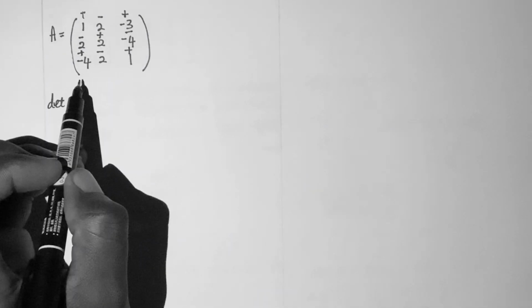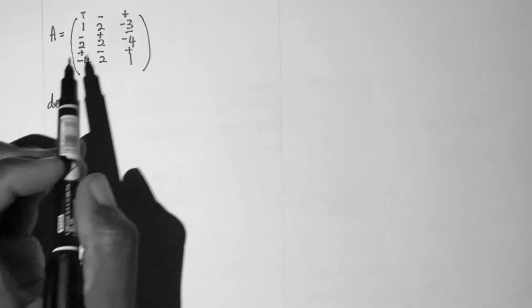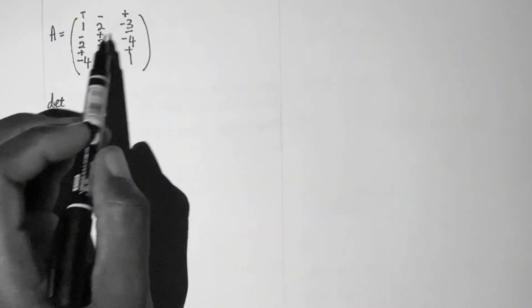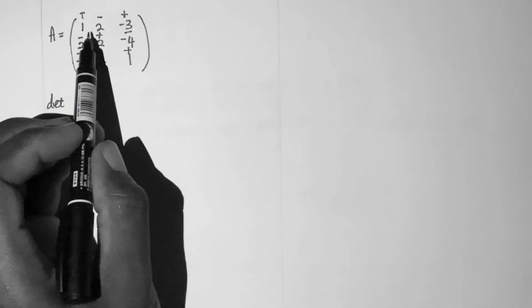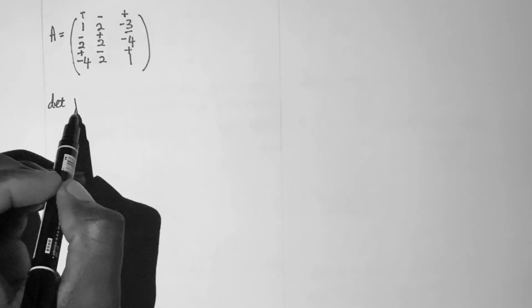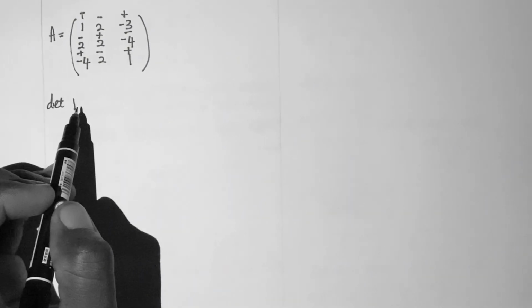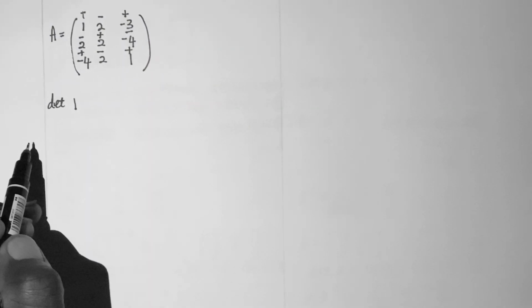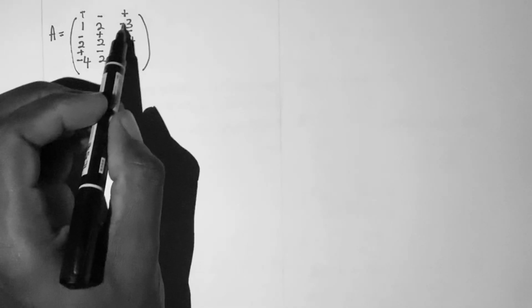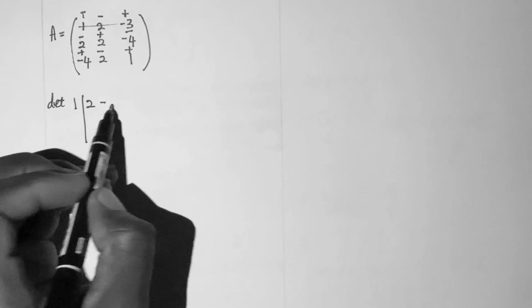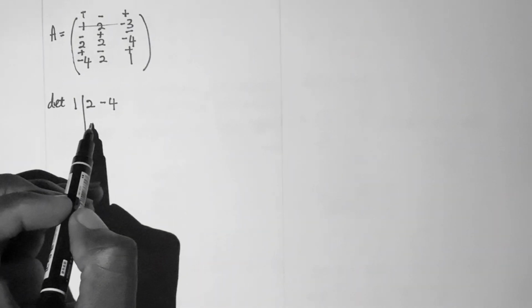So what it means is that if we take any row, then we are supposed to multiply by the corresponding sign that it's supposed to have. So now, for example, if we are using the first row, when you write the first element, then you cross out the row and the column in which the element appears. So if we cross out this row and this column, we'll be left with this 2 by 2 matrix, which is 2, minus 4 and then 2, 1.